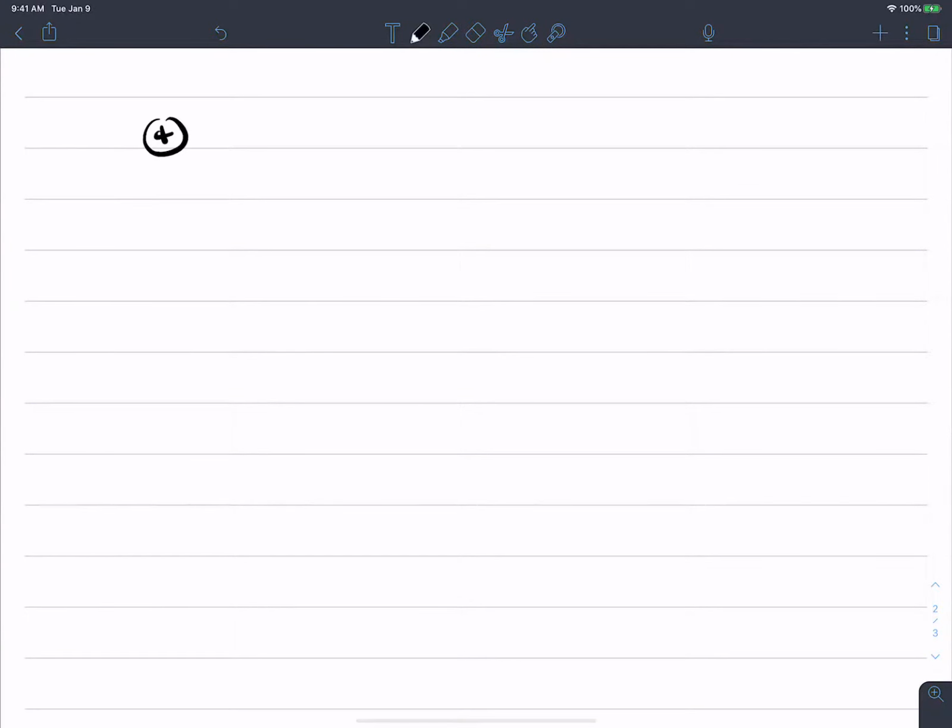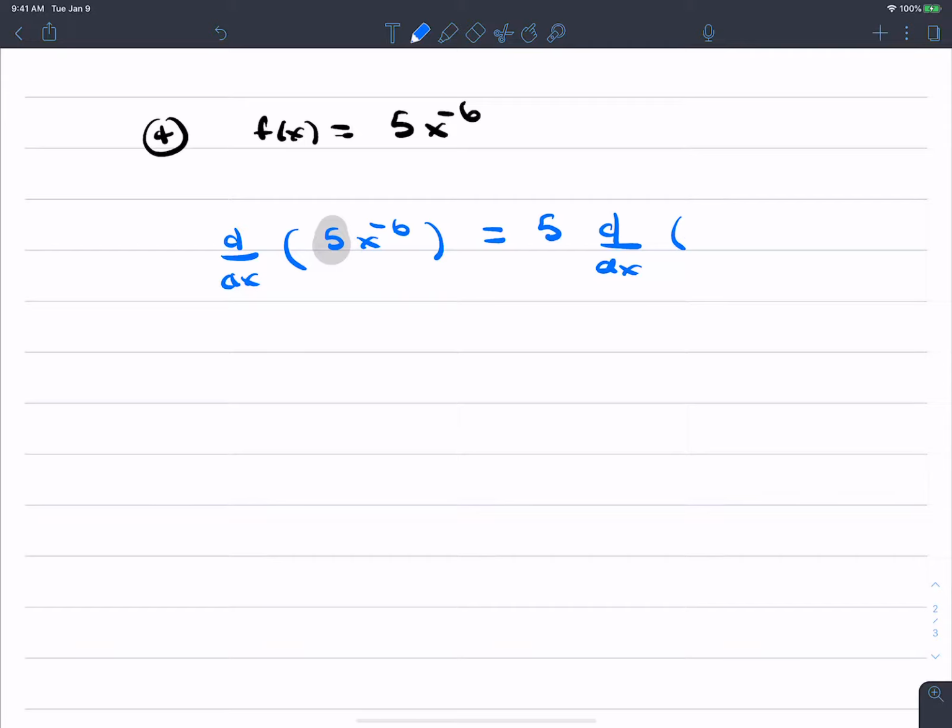Okay, ladies and gentlemen. Examples, examples, examples. You guys wanted them. Here you go. We're now going to kick it up. You've got a function here. Let's kick this up. It's 5x to the negative 6 power. So to differentiate this, we get 5x to the negative 6 power. We're going to pull out the constant. Remember? You can pull out a constant. There's the constant.